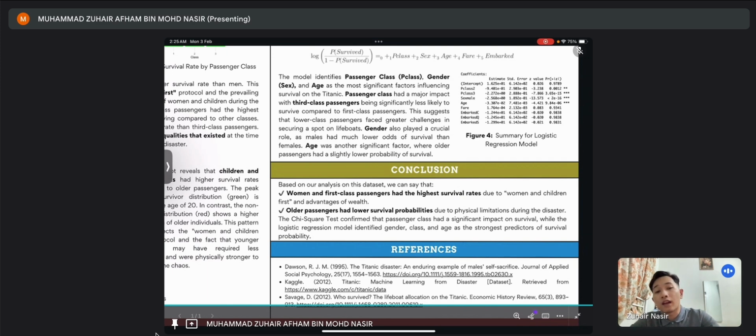So this study shows the importance of data and gives some understanding based on historical events. So that's all from me. I hope that this study provides some valuable insights into statistical analysis using R.